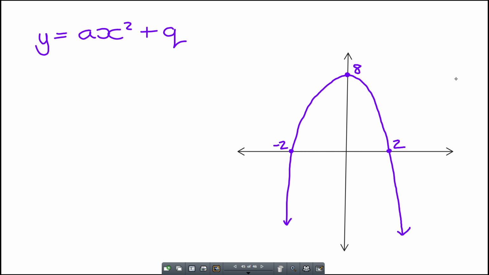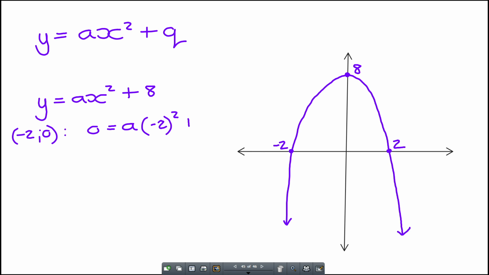Good. So, first things first, step 1, get the y-intercept, which is also the turning point, that would be the value of q. So I'm going to have y is equal to ax squared and then plus 8. Okay, now I can substitute in any other point. Now again, I gave you 2. So just for the fun of it, let's substitute in the negative value, where x is minus 2 and y is 0. So I'm going to have 0 is equal to a times minus 2 squared plus 8.